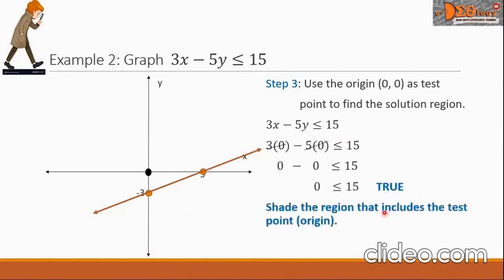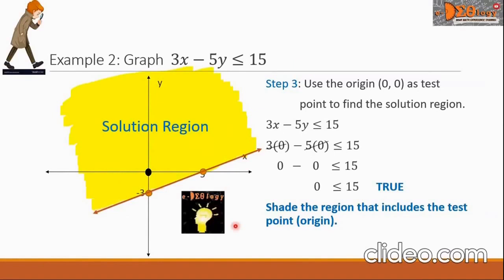It means to say we're going to shade the region that includes the test point, which is the origin. And this is now the shaded area. And this is what we call the solution region. It means to say all points that belong to the solution region is a solution to our inequality. This is our final answer.